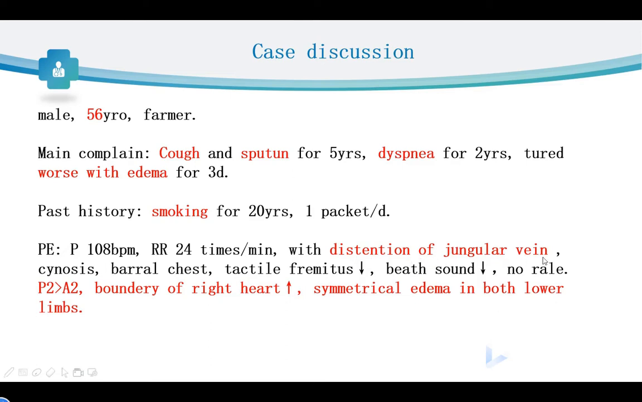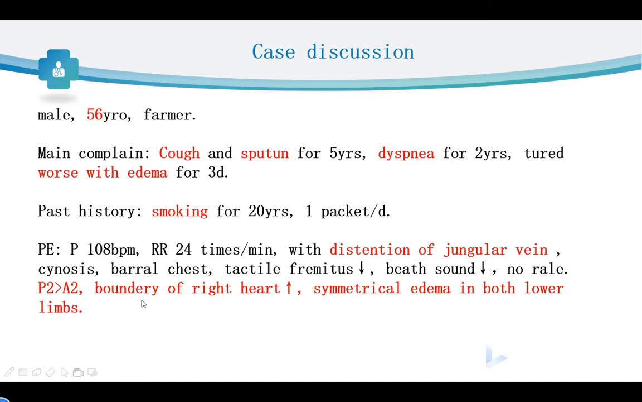the jugular vein, sinuses, barrel chest, decreased vocal parameters, decreased breath sound, but no rales in the lungs. During the examinations of the heart, we can find the second sound in the pulmonary valve area is louder than the second sound in the aortal valve area, which shows the hypertension of the pulmonary artery.